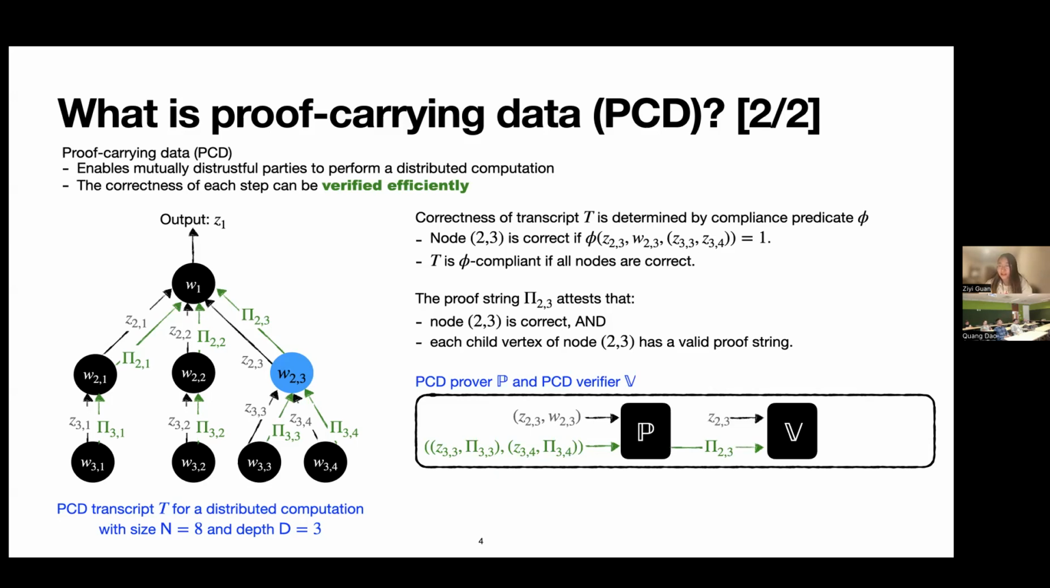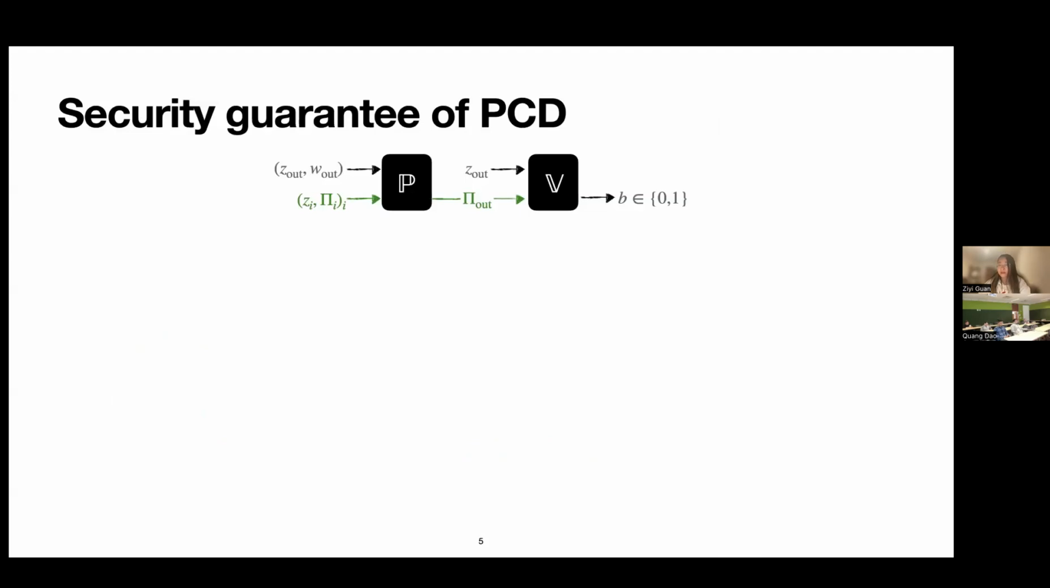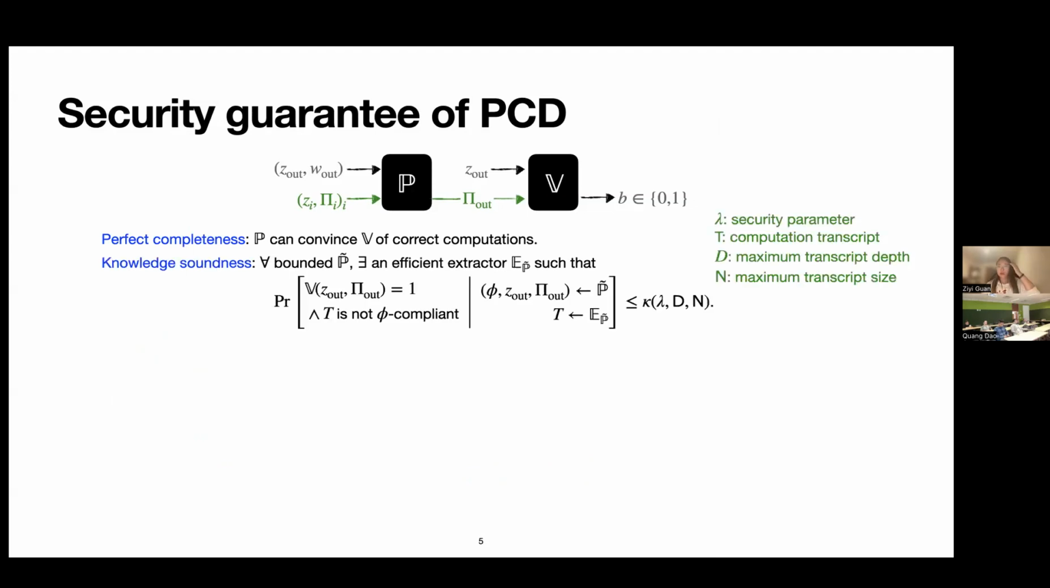And the verifier is going to get the instance at this node and the proof and decide whether to reject or accept. Of course, since it's a proof system, we have our usual security guarantees of PCD. We have perfect completeness, which says that the prover can convince the verifier if the computation is correct. And we also have what we call knowledge soundness, which is slightly more involved. It says that for every bounded PCD prover, there exists an efficient extractor such that this large probability statement holds. We don't have to look at the probability expression because we have figures.